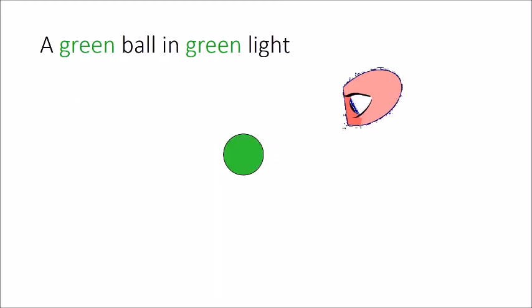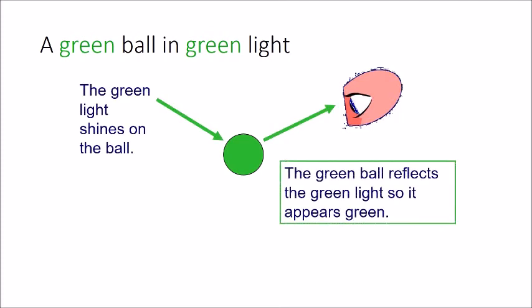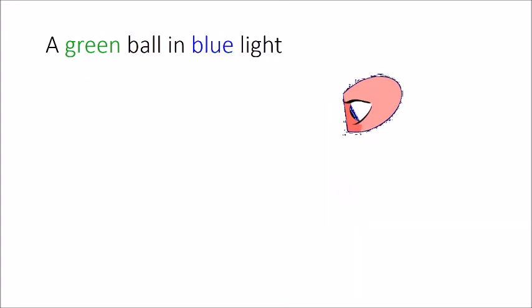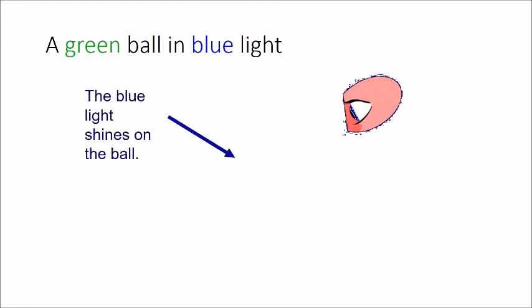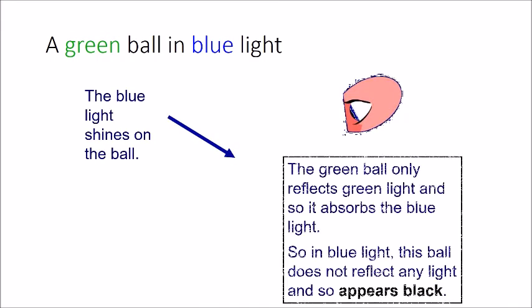A green ball in green light, though, is going to reflect that green light to your eye, and so it's going to look green. A green ball in blue light, though, is also going to appear black, because a green ball is going to absorb blue light, and so therefore it's going to appear black.